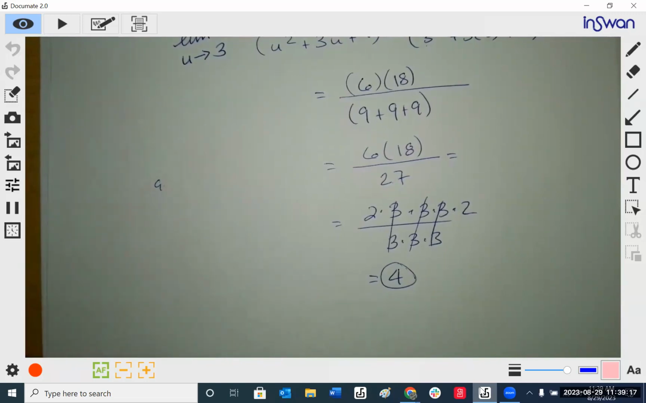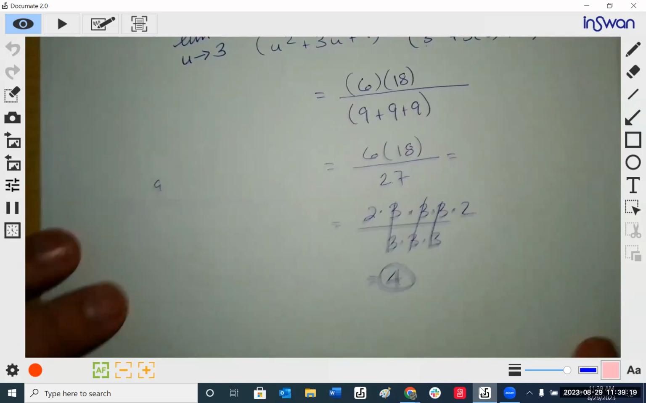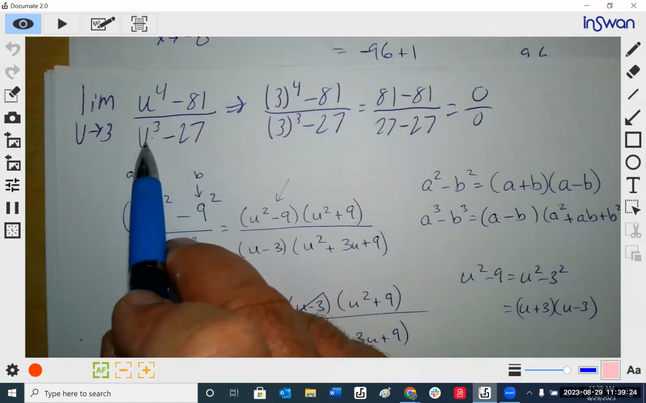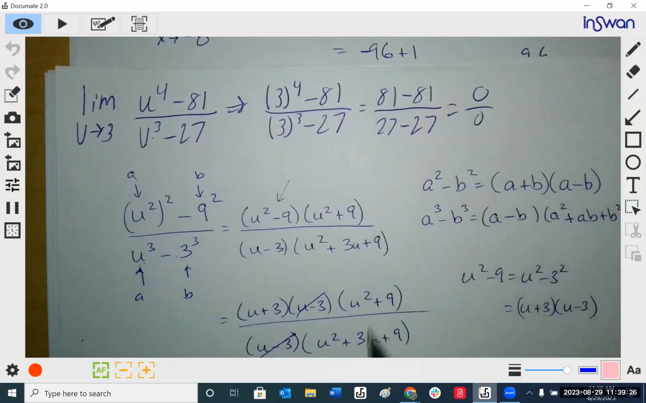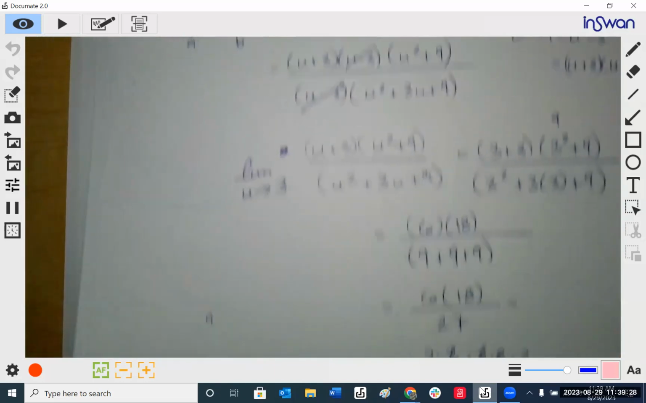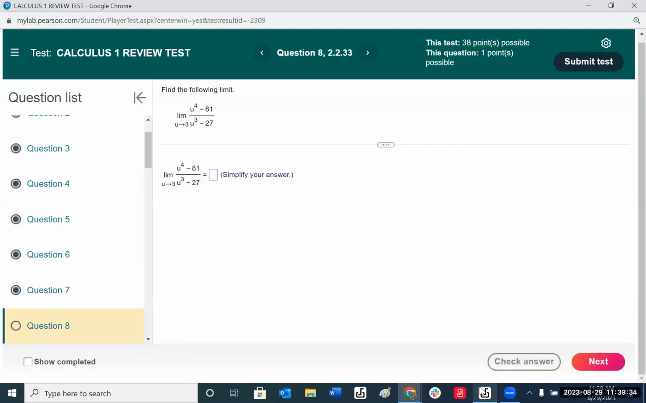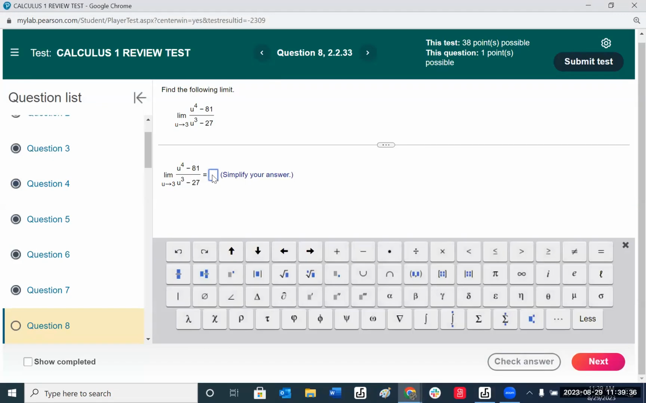Again, it was all algebra. There's nothing. Calculus was just here. Once you do that, it's all algebra. Right. And that's the hardest part. Really, the hardest part is trying to remember all the rules.